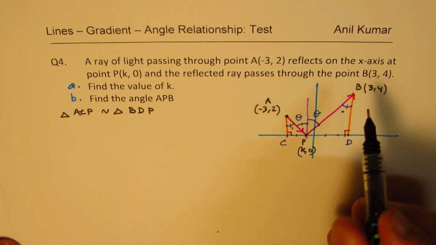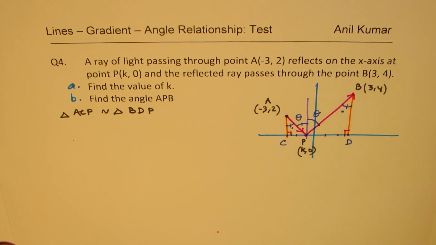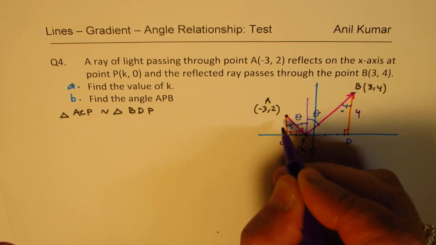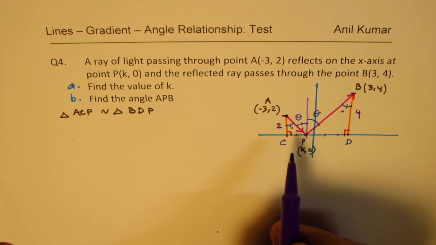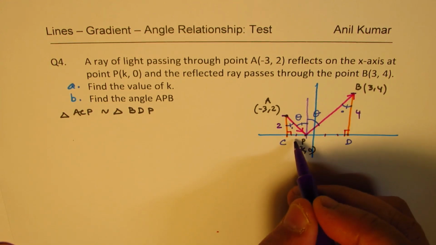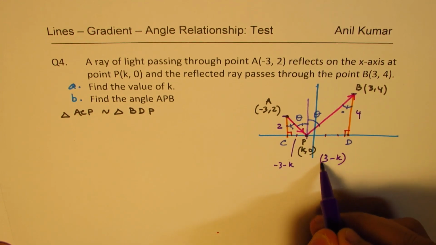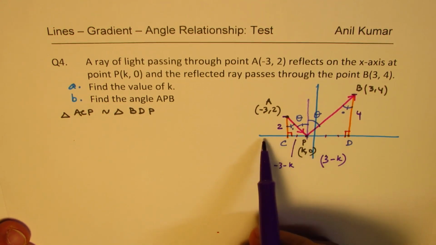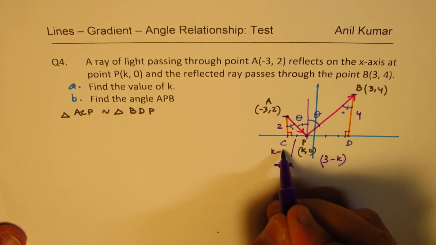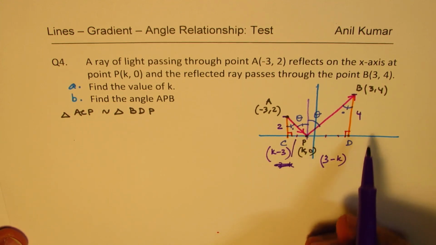So the side lengths are what? When we are saying 3 and 4, it basically means this height here is 4 and this height here is 2. The distance from C to P will be -3 minus K. Is it okay? I should write K minus 3, because K is bigger, so we'll avoid the confusion. We'll write this as K minus 3. That is better. Any point on the right side is considered to be a bigger number.